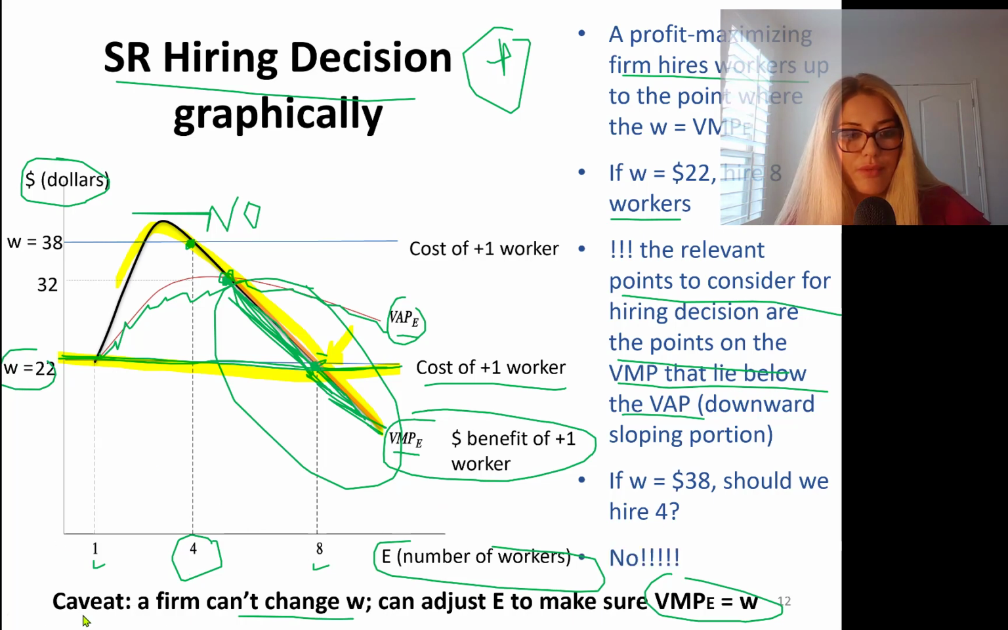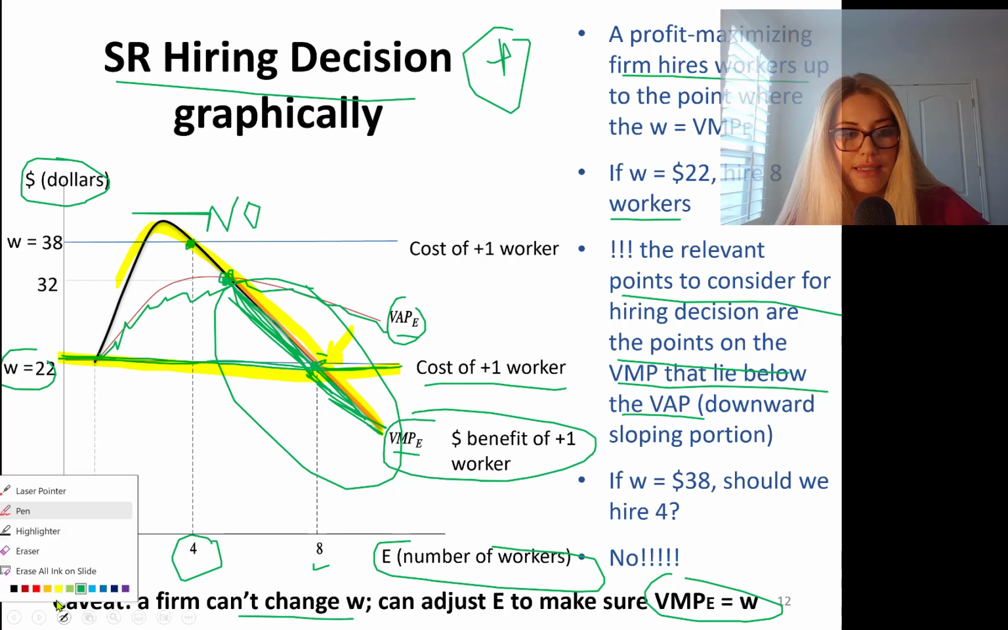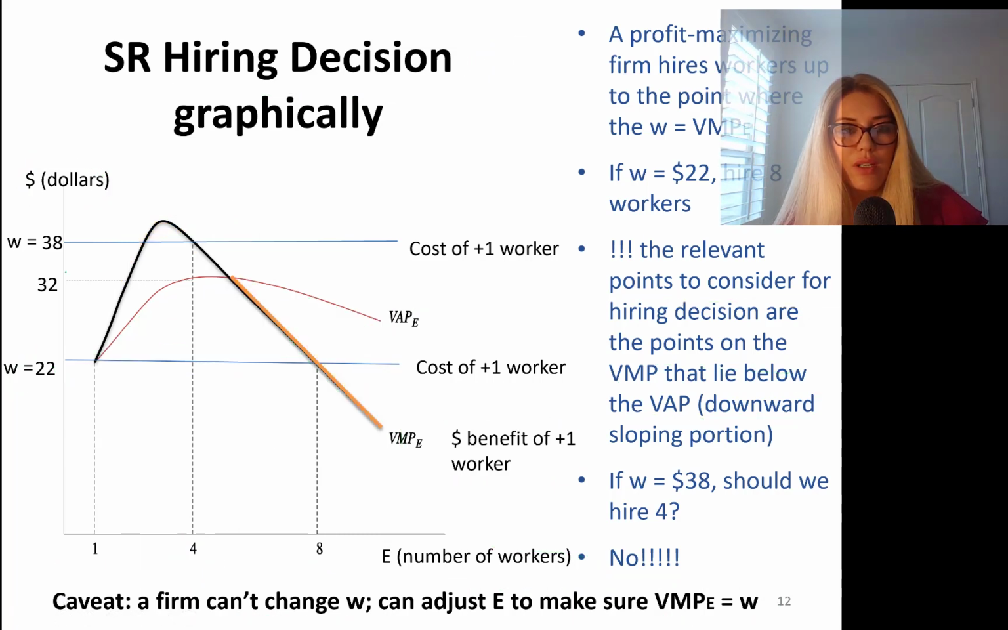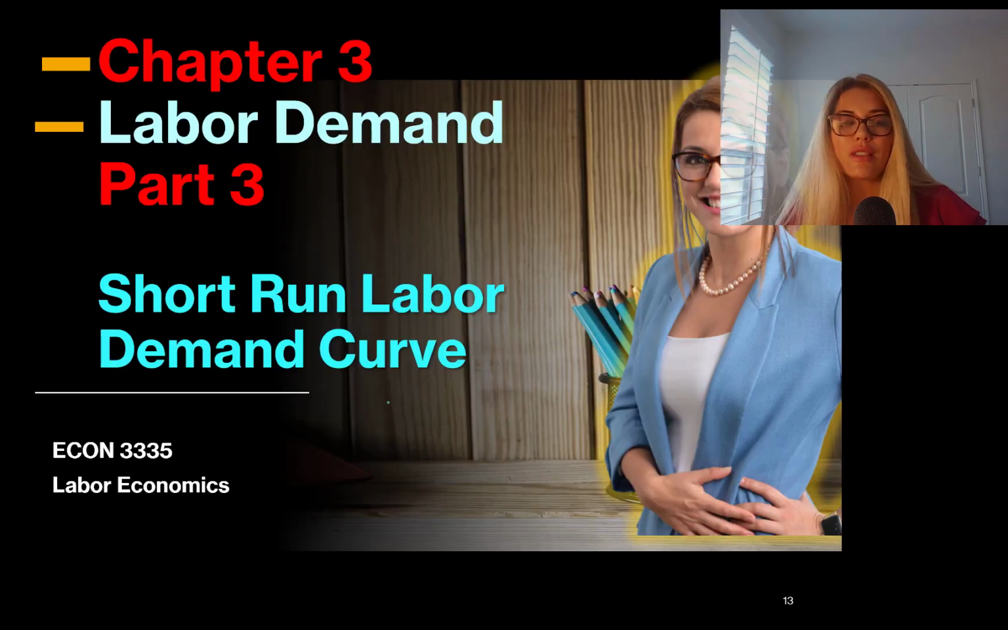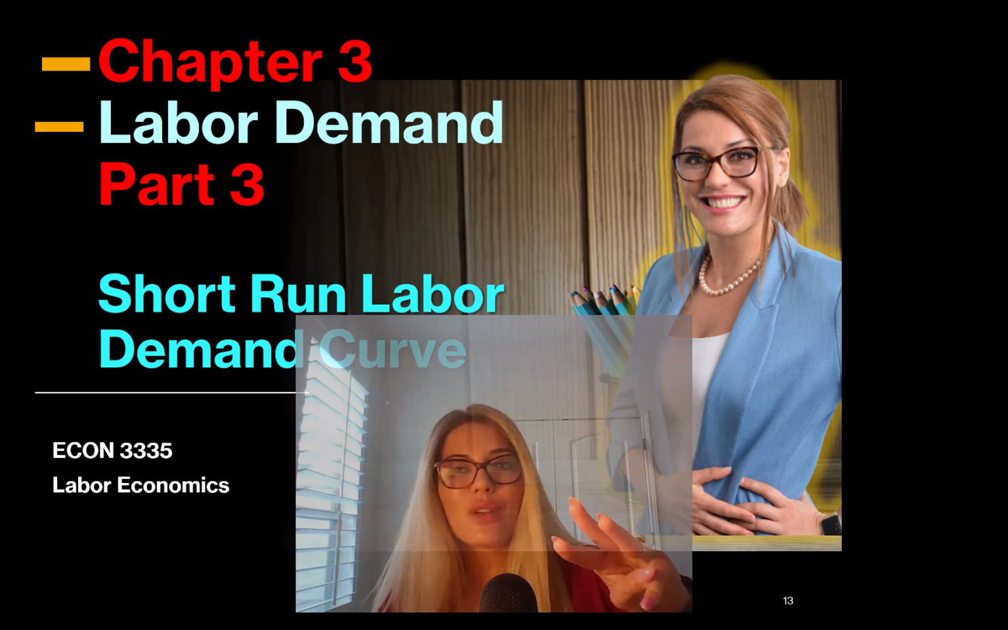So what is the, okay, I'm going to clean it a little bit. So what's the highest wage rate I should be still hiring people? $32 will be the highest wage rate you should be paying people. So this orange part of the value marginal product curve is relevant for hiring workers. I'll see you in part 3.